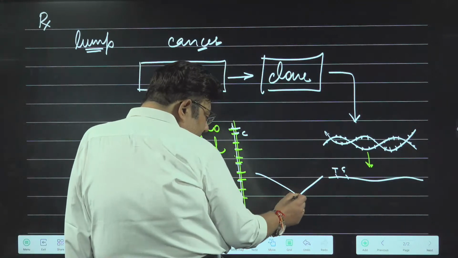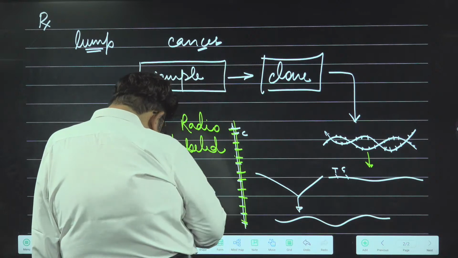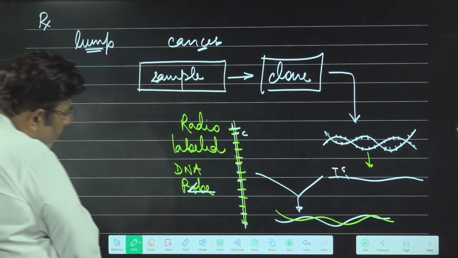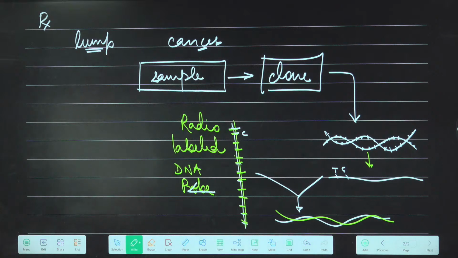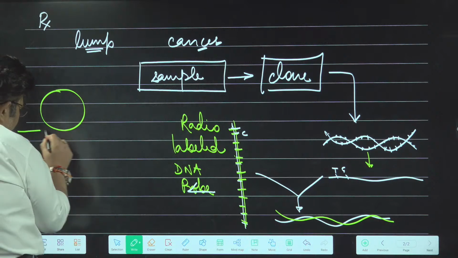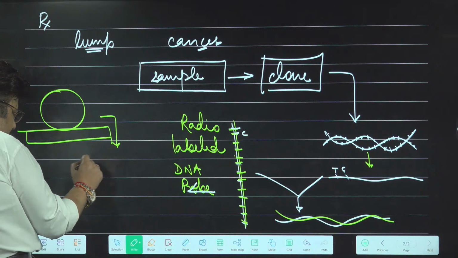Now what is to be done? Simple, hybridize them. Wait for a while. This is the DNA in the sample, this is a radio labeled probe, and this is after hybridization. Now you have to check whether you are finding any radiation from the sample. How can you do that? You can use some scanners, or the very cheapest method is to use a photographic plate or simply an X-ray plate. Suppose the sample is in this plate, and under that we keep the photographic plate and leave it in the darkness for some time, and then we check the photographic plate.